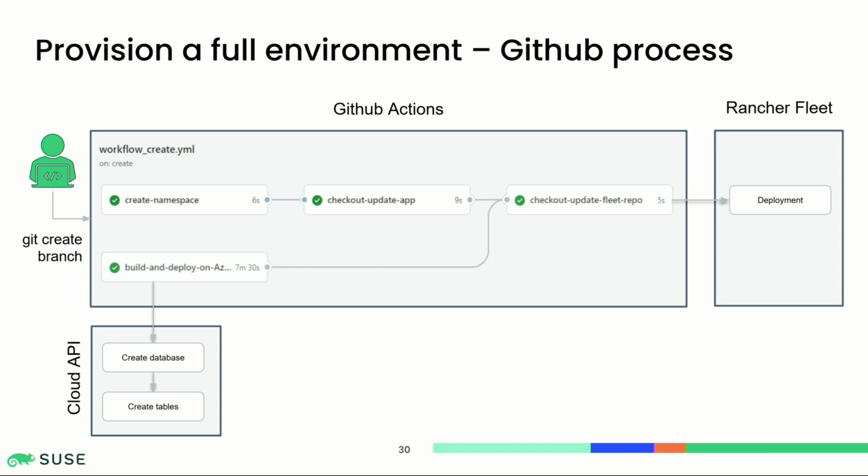So how does it look? That is what we already saw. We have our GitHub Action, and our GitHub Action has a step that first creates the new namespace when we create the new branch, then checks out the code for our application so that we can deploy our application, and it will also create that GitRepo artifact in the Fleet repo, so that Fleet looks at our app repo and will do the deployment, and on the other hand our action is creating the backend for our app.